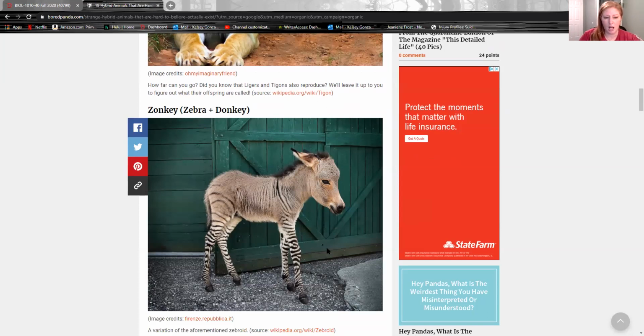This is a baby, so it's kind of cute, but they tend to have long, spindly legs and that just doesn't look quite right for its body. But there's a variety of mixes, usually called zebroids, that you can mix. You can do like a horse and a zebra, donkey and a zebra. There's a couple of others that when you mix, they're all types of zebroids.